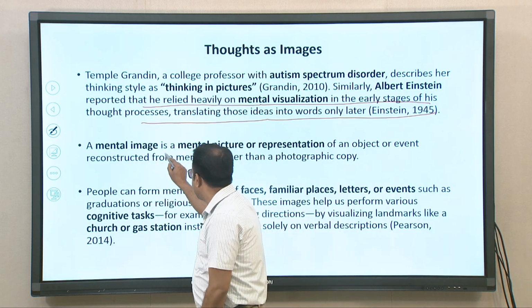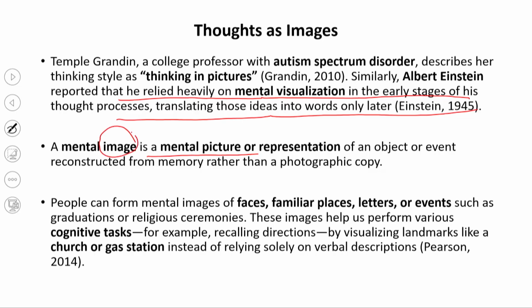What is a mental image? It's a mental picture. When we say an image, what do we mean? It's a mental picture or representation of an object or an event, reconstructed from memory rather than a photographic copy. Whatever we see in the world, we know the shape and color and so on. We can recreate those objects in our mind, and then it becomes a mental image. We try to represent a lot of things that we see in the actual world, or we can also imagine things which don't exist in the world. So we can create mental images or pictures, or these are also called mental representations.